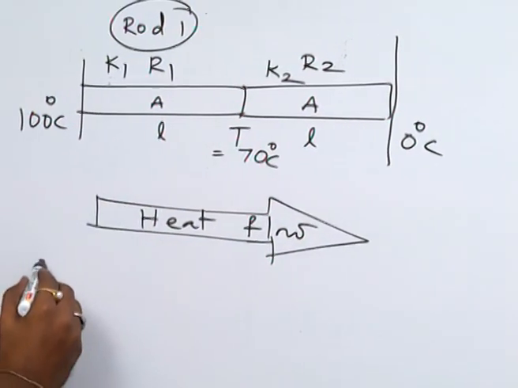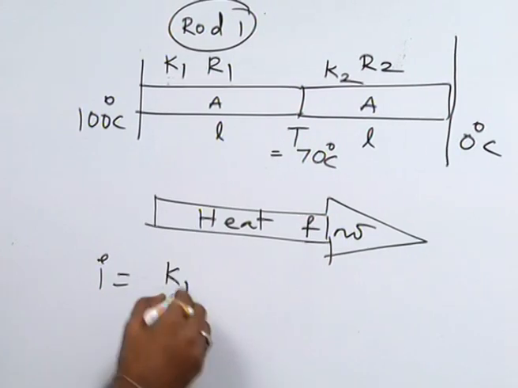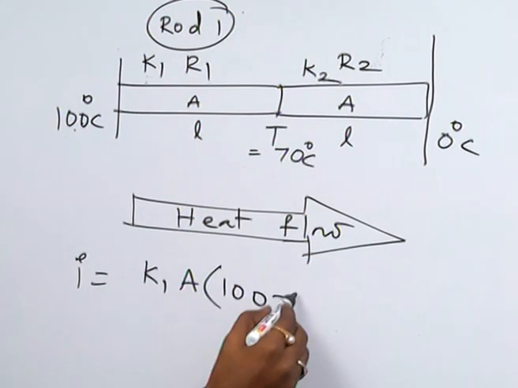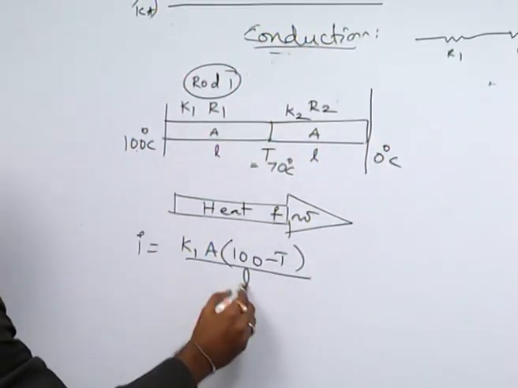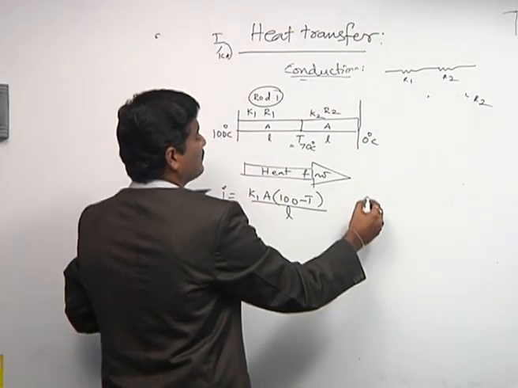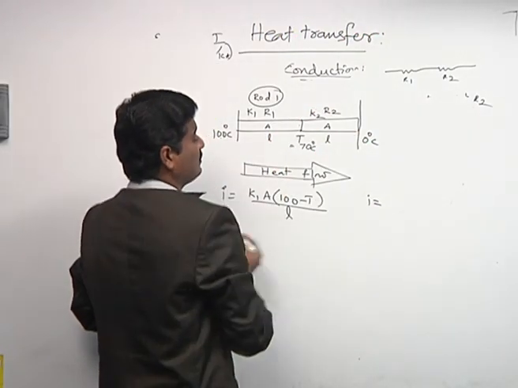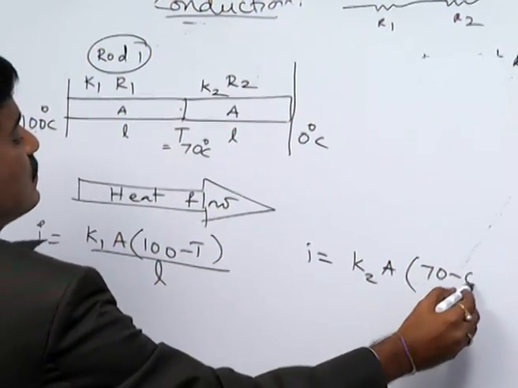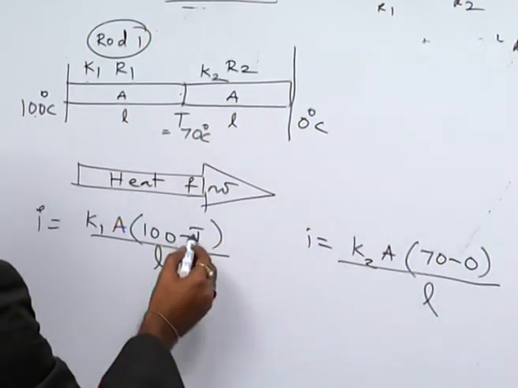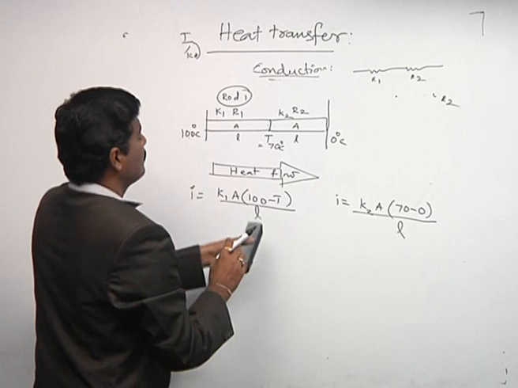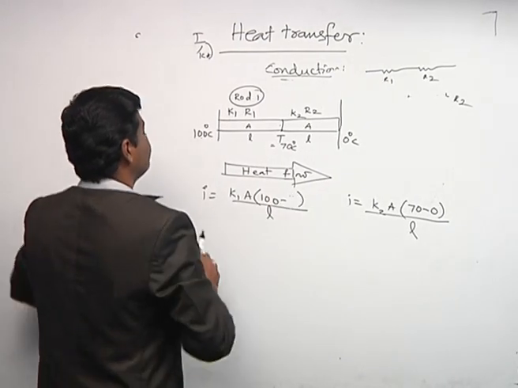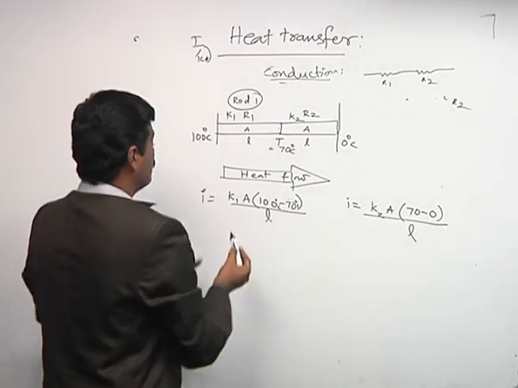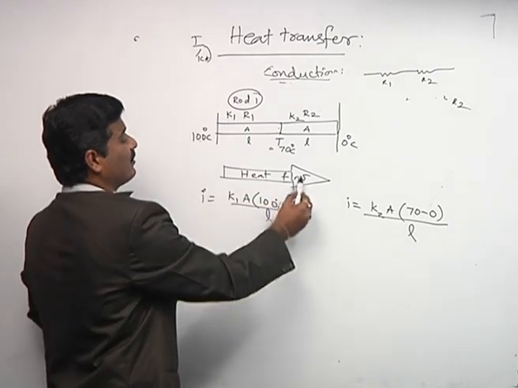If I am writing that current equation, first K1 A, minus dT by dx, so here (100 minus T) by L. And again, if I am writing for the same current for the second metal rod, K2 A, here (70 minus 0) by L. Here the junction temperature T value is given, we are taking this one as 70. So given value. If you are equating both the currents, because at steady state the heat current is the same.